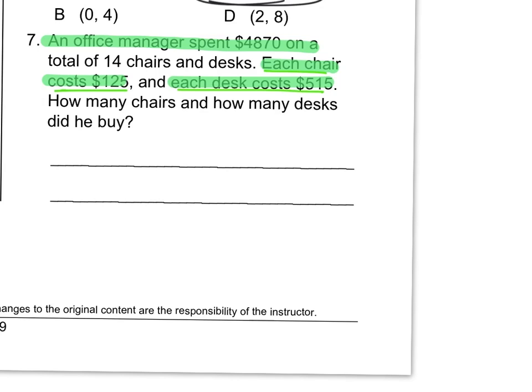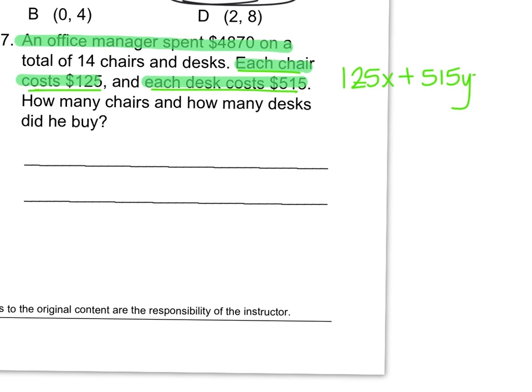Okay, so one of my equations is going to be 125x plus 515y equals 4,870. All right, and then my other, it says there's a total of 14 chairs and desks. So that just means x plus y equals 14.